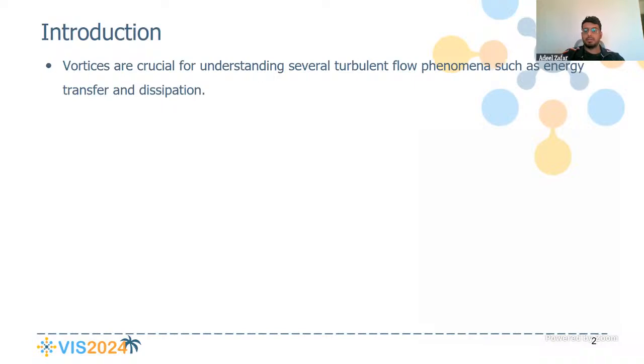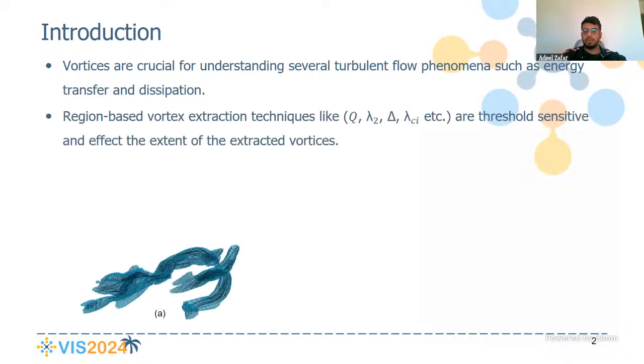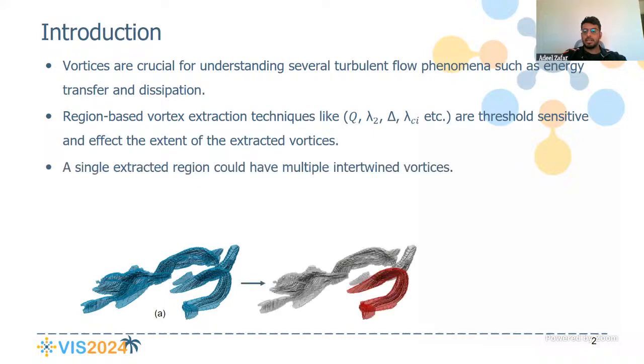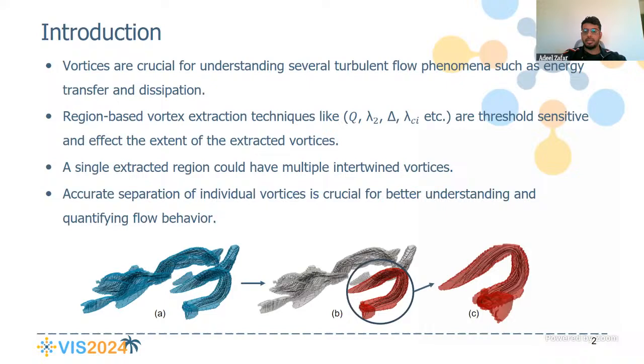So vortices are one of the most crucial components for the study of fluid flows. They have complex configurations and they undergo complex interaction, especially in turbulent flows. Region-based methods such as Q, lambda2, delta, lambda CI, etc., are usually used to extract vortices in fluid flows, but these methods are threshold sensitive and they can affect the shape, sizes, and extent of the extracted vortices. A single extracted region based on a certain threshold could result in multiple intertwined vortices. These vortices first need to be separated from each other in order to compute individual vortex statistics.